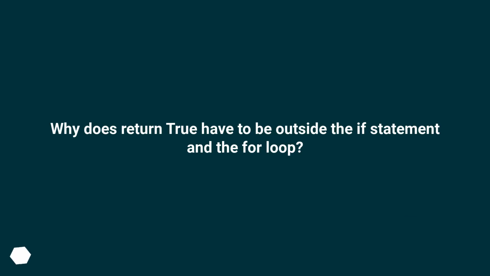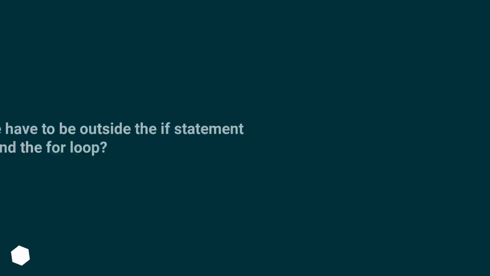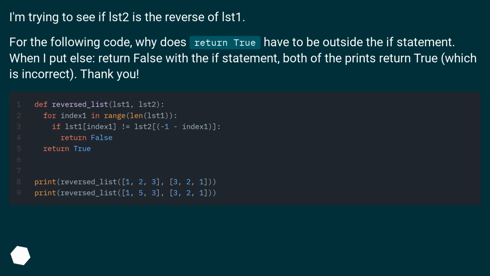Why does return true have to be outside the if statement and the for loop? I'm trying to see if LSD2 is the reverse of LSD1. For the following code, why does return true have to be outside the if statement? When I put else return false with the if statement, both of the prints return true, which is incorrect. Thank you.